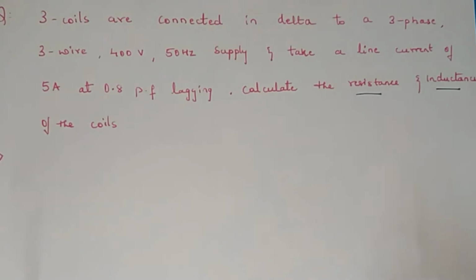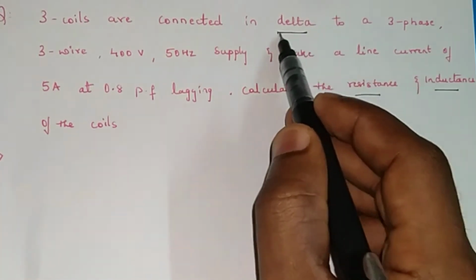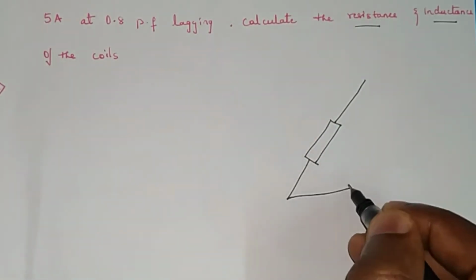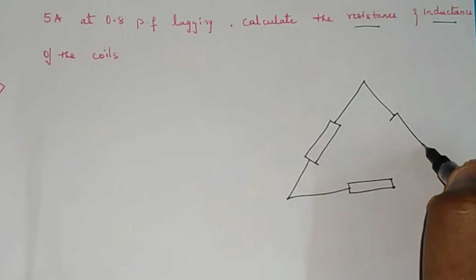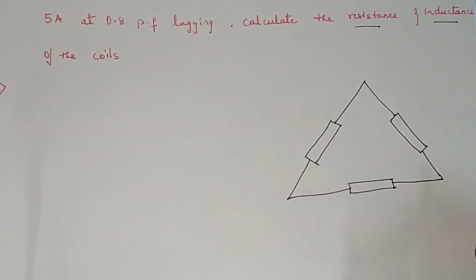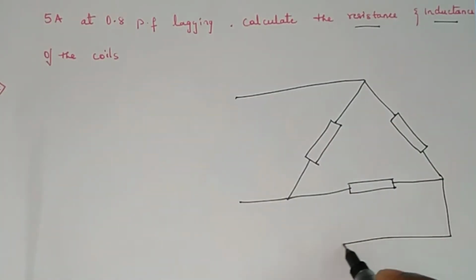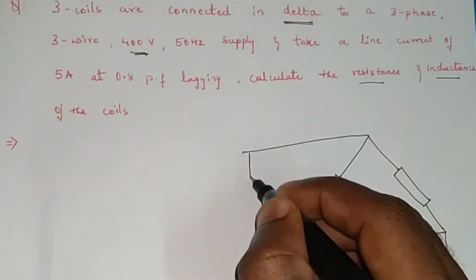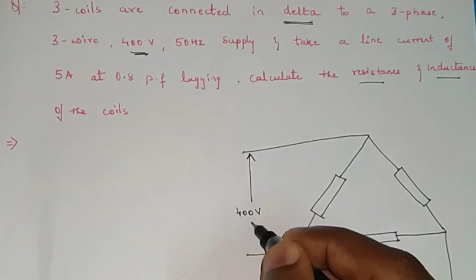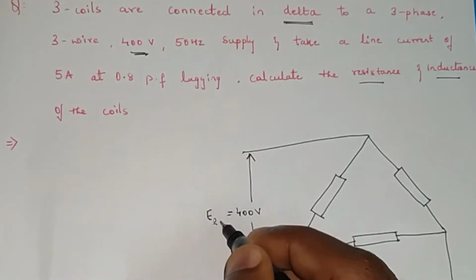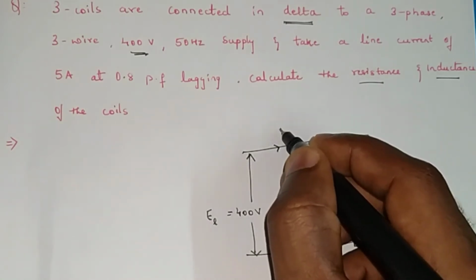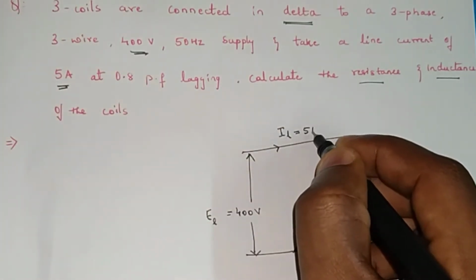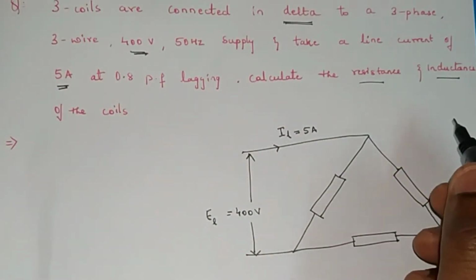Before finding that out, we'll draw the circuit diagram of the delta connection, which is given. Here the voltage is given as 400 volt, which is nothing but the supply voltage. 400 volt is the line voltage. When you apply the voltage, current will start to flow. That is the line current, which is also given as 5 amps, to the delta-connected circuit.